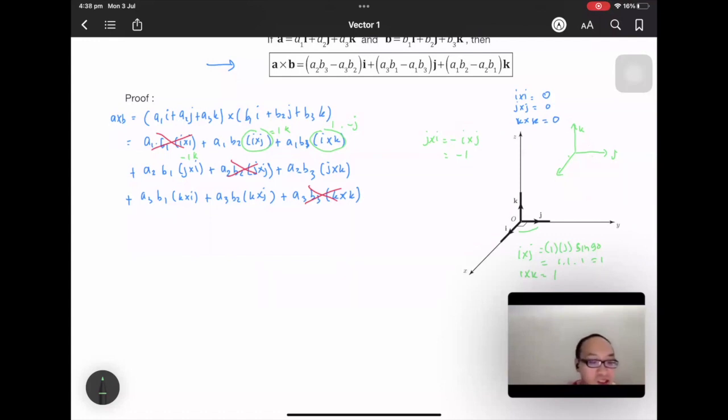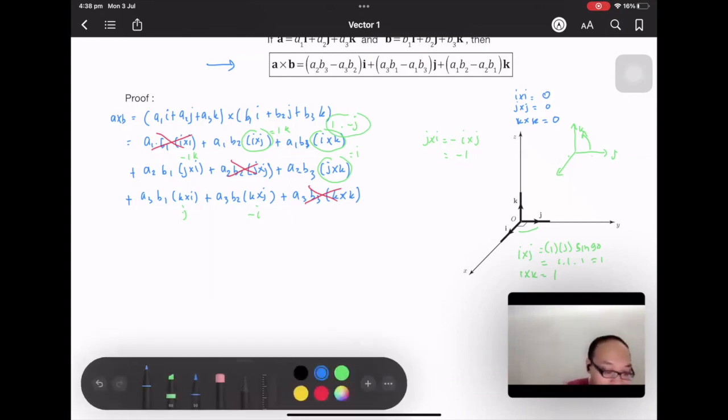So how about J cross K? J cross K is from the right to top. So from right to top, and your thumb will be facing yourself. So it equals I. And then K cross J is equal to -I. K cross I, of course, equals J, because I cross K is equal to -J.